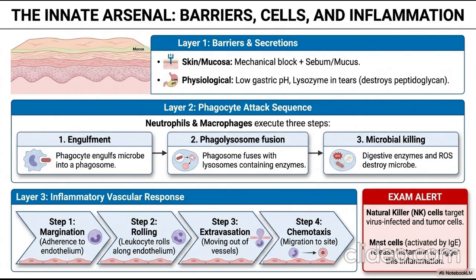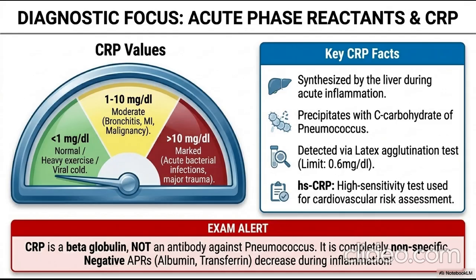Neutrophils and macrophages follow a three-step sequence: engulfment into a phagosome, phagolysosome fusion, and finally microbial killing via enzymes and ROS. Layer 3, inflammation. The vascular response moves through margination, rolling, extravasation, and chemotaxis. Exam alert. Natural killer NK cells target virus-infected and tumor cells, while mast cells, activated by IgE, trigger this entire inflammatory cascade.